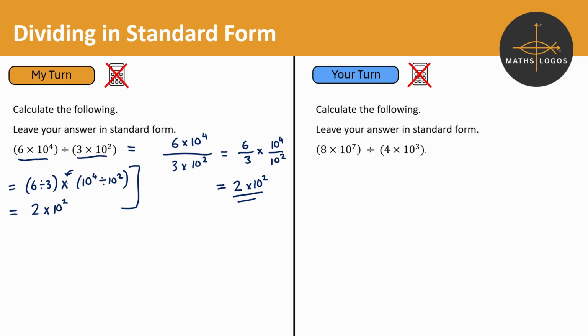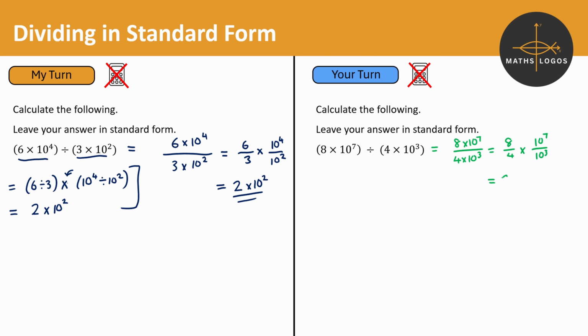So I've got 8 multiplied by 10 to the power of 7 divided by 4 multiplied by 10 to the power of 3. I like rewriting it as a fraction. I'm going to write it as 8 multiplied by 10 to the power of 7 over 4 multiplied by 10 to the power of 3. And then I'll think about it as two calculations, 8 over 4, and I'm multiplying that by 10 to the power of 7 over 10 to the power of 3.